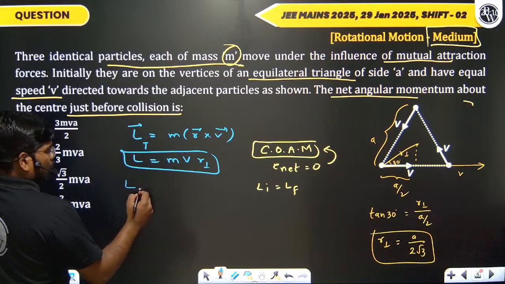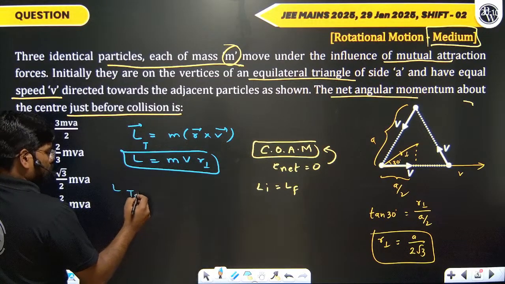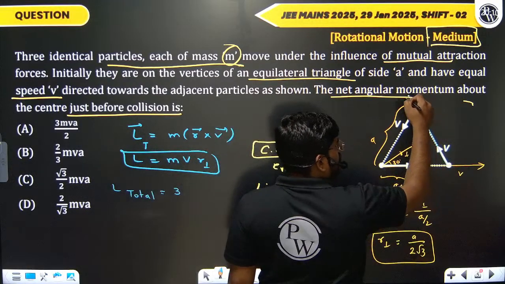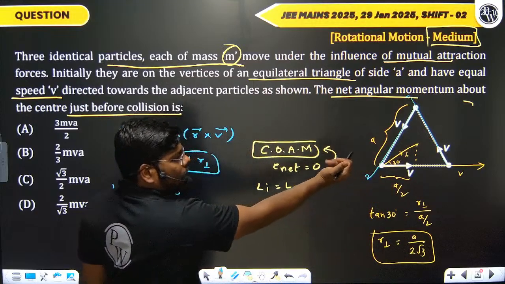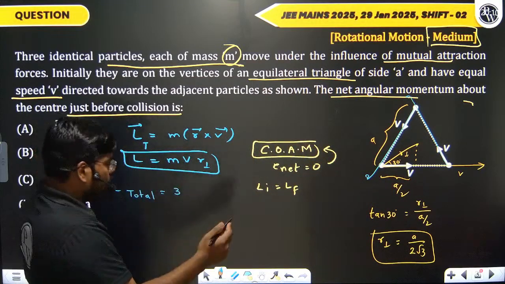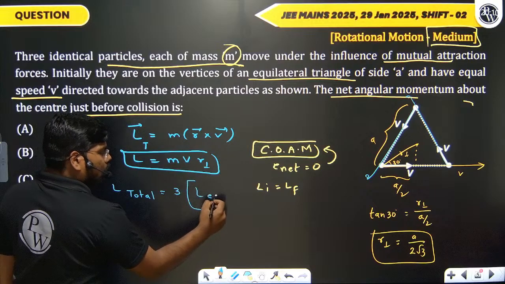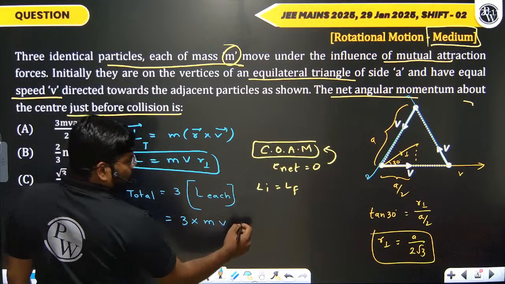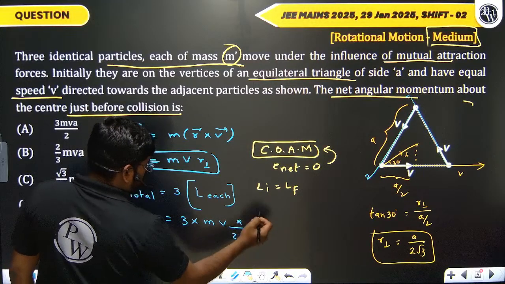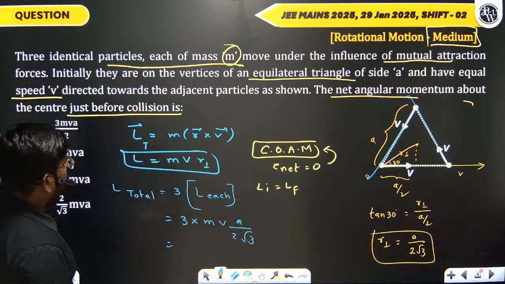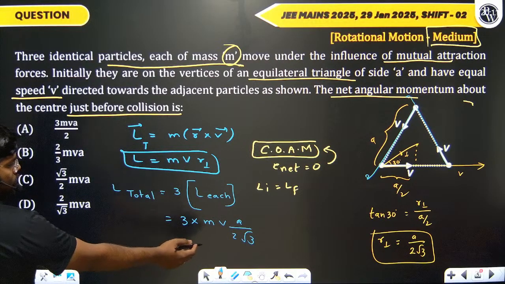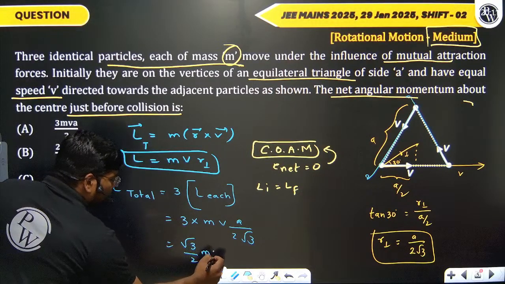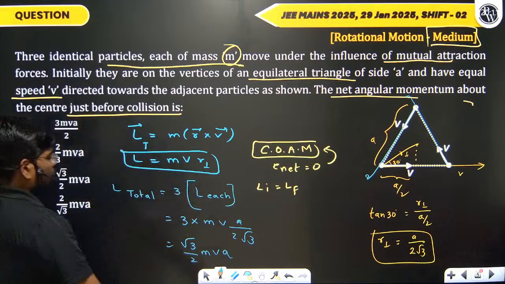L initial, let us say L total. Total 3 particles are there. Whatever angular momentum one particle has, the same thing the others also have. All angular momentums are in the same direction, so we can directly add. So total 3 particles and L of each particle: 3 into M into V into R perpendicular, which is A by 2 root 3. So what will be coming out here? The net angular momentum will be, so 1 root 3 will cancel. Root 3 by 2 MVA, that is option C.